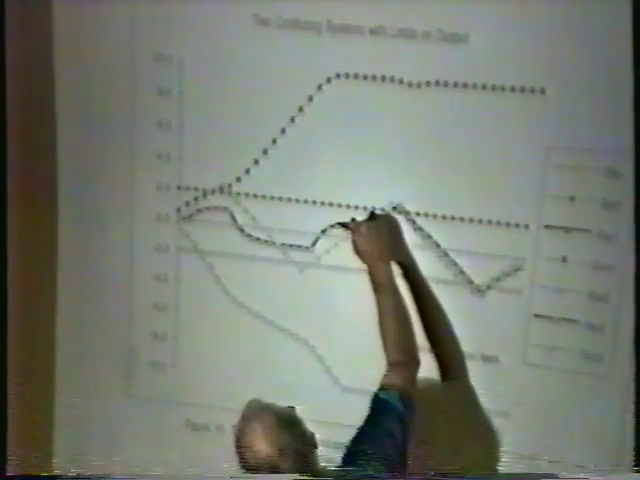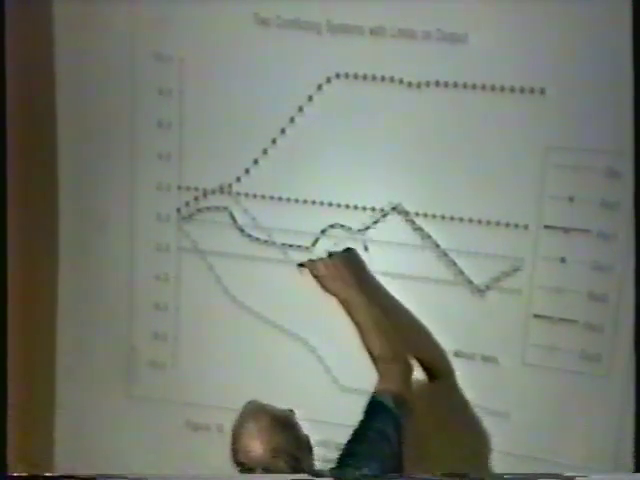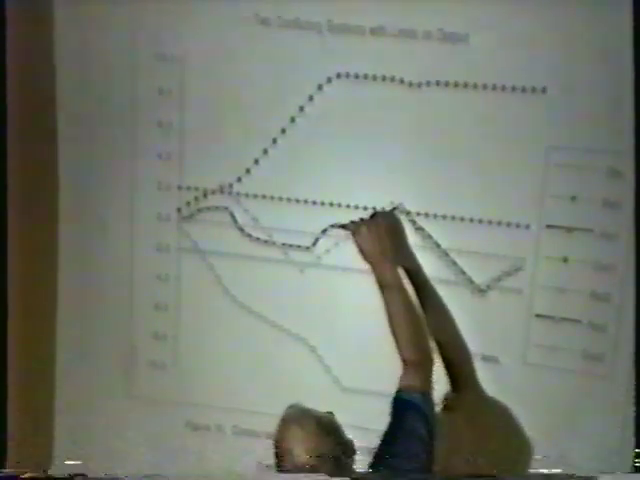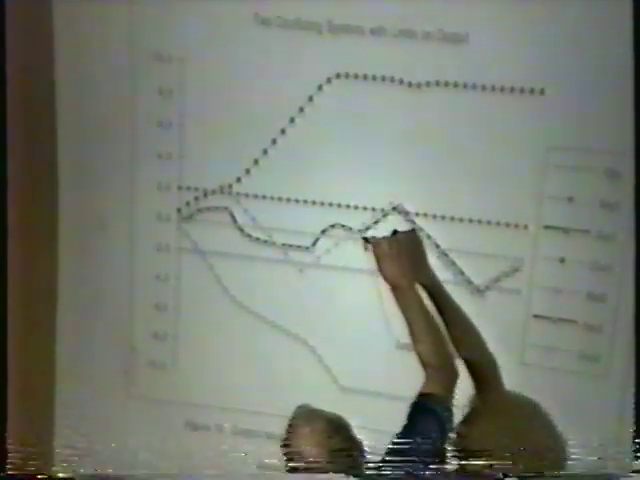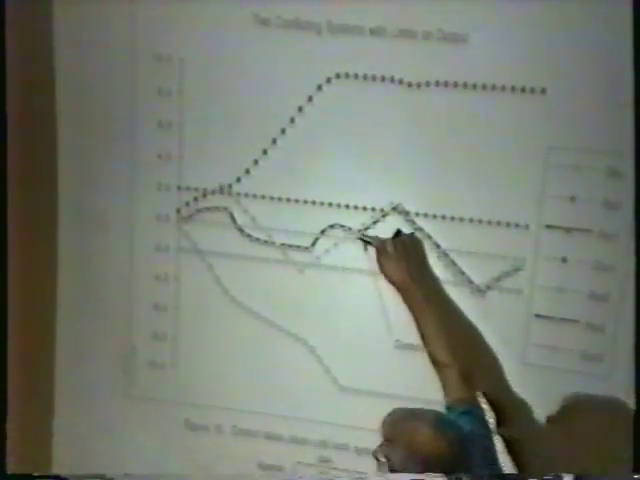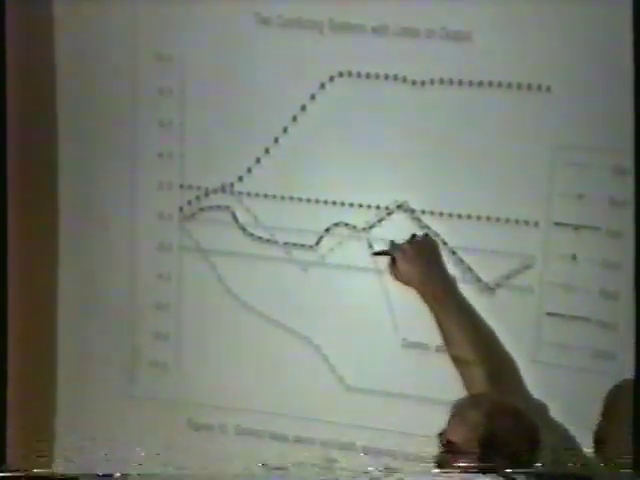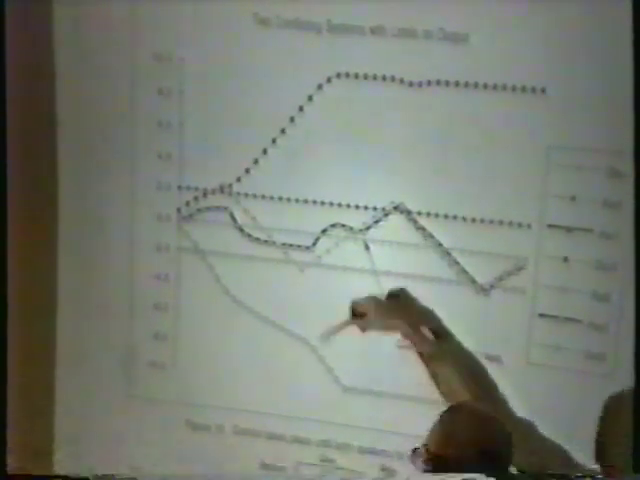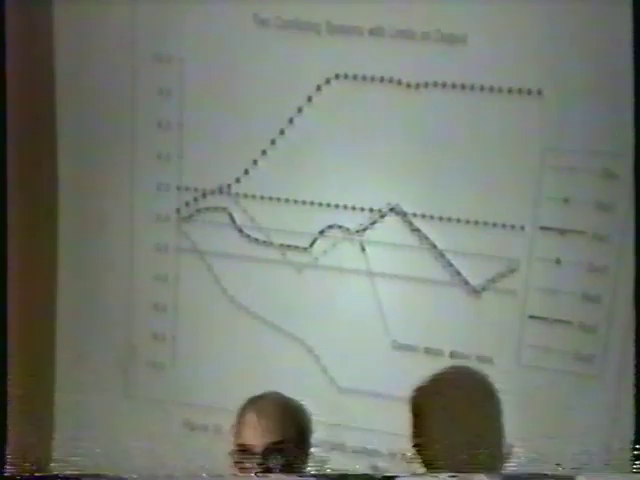Here's a case where one of them has already hit the limit, and this other one hasn't. Because the disturbance is helping this one in this region, the white system starts pulling it down toward its own reference level until it hits its limit, and then it's all over.